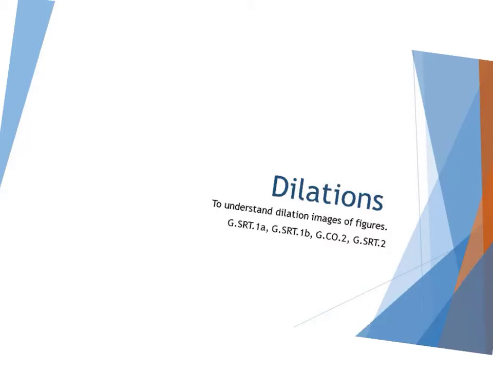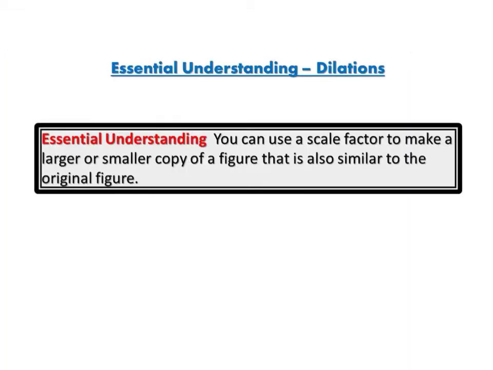This lesson is on dilations. The goal is to understand dilation images of figures, and the standard is geometry, similarity, right triangles, trig 1A and 1B, and geometry congruence number 2, geometry, similarity, right triangles, and trig number 2. And what you need to understand by the end of this lesson is that you can use a scale factor to make a larger or smaller copy of a figure that is also similar to the original figure.